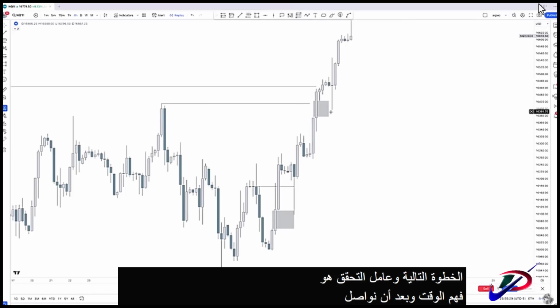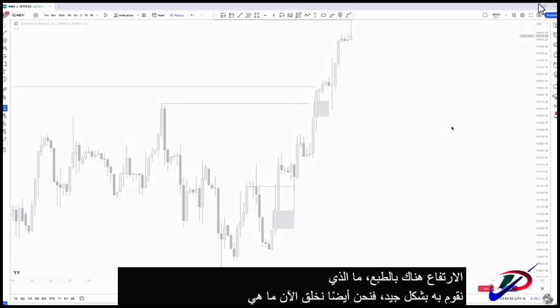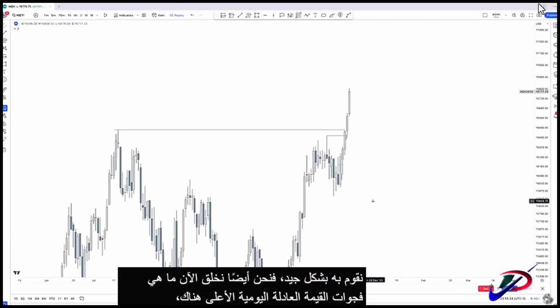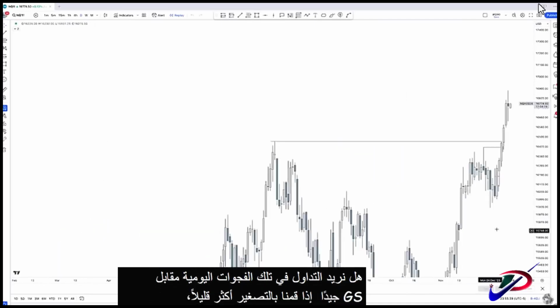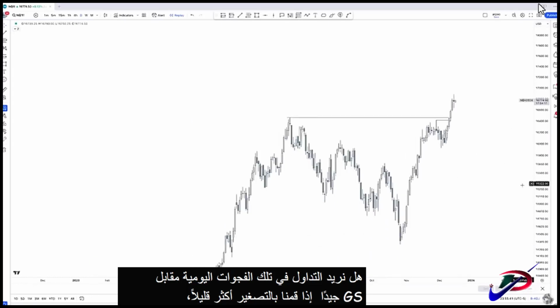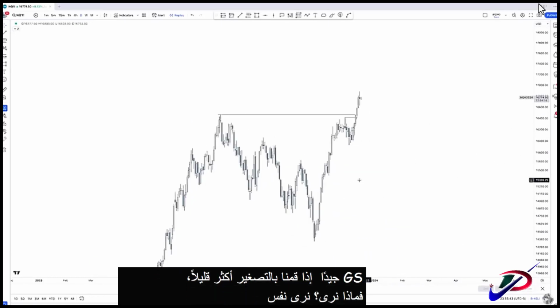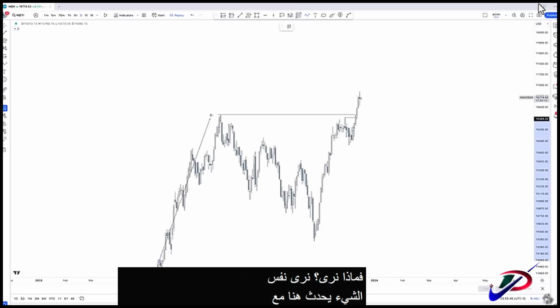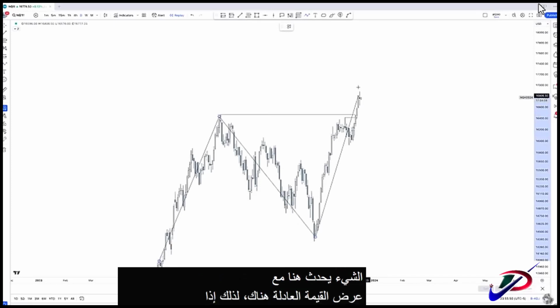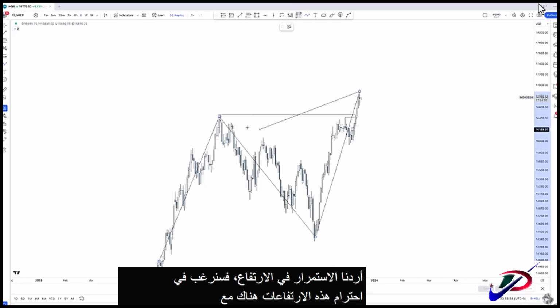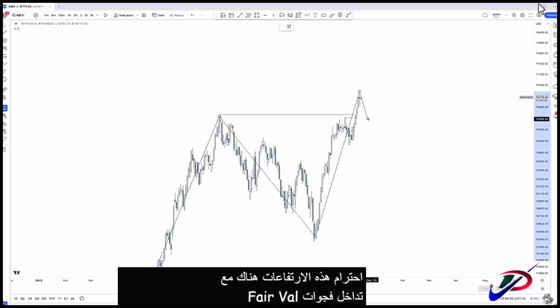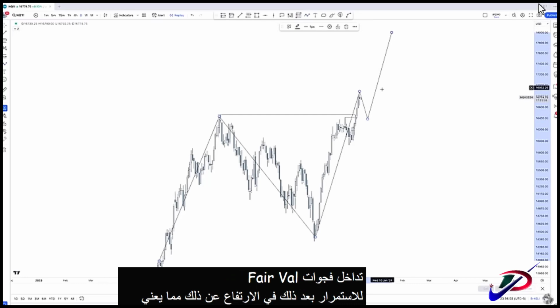And after we continue higher right there, of course, what are we doing? Well, we're also creating now what? Daily fair value gaps higher right there. Do we want to trade into those daily fair value gaps? Well, if we zoom out a little bit more, then what do we see? We see the same thing happening right here with the fair value offering right there. So if we want to continue higher, we will want to respect these highs right there with overlapping fair value gaps to then continue higher off of that.